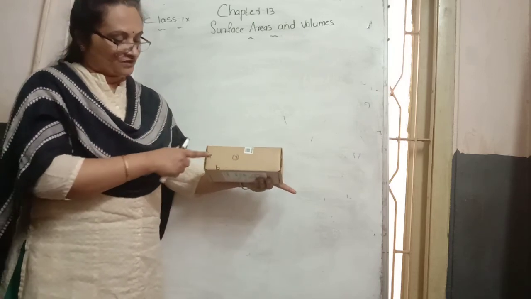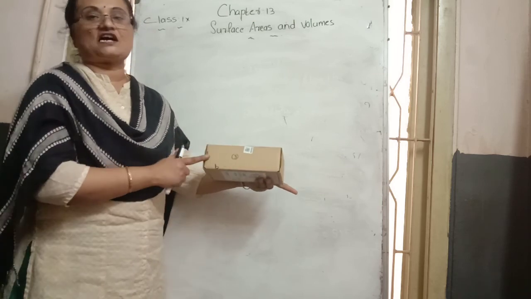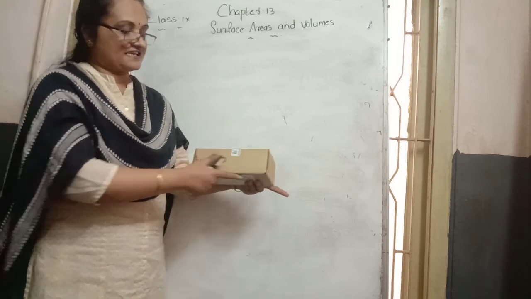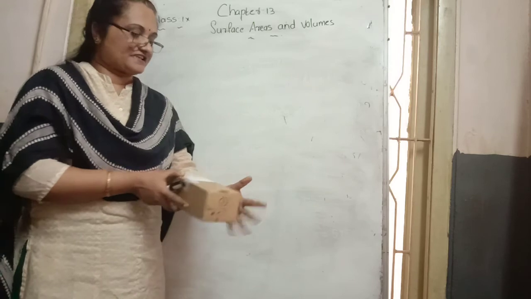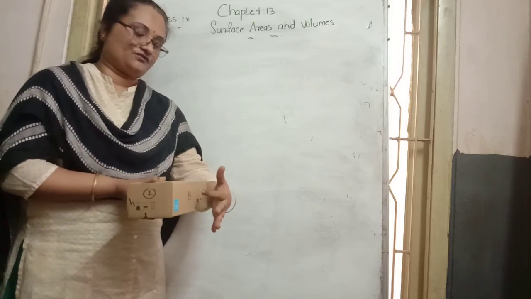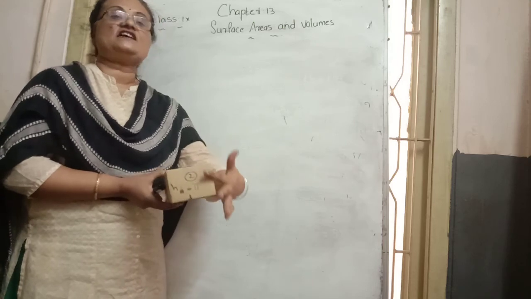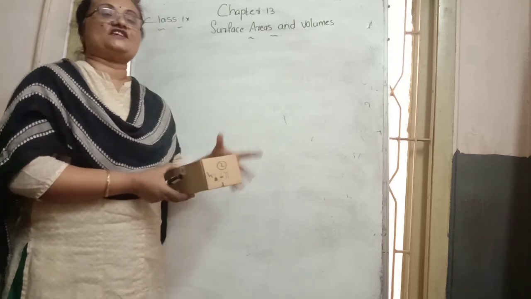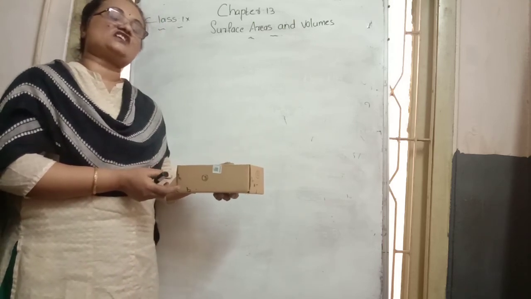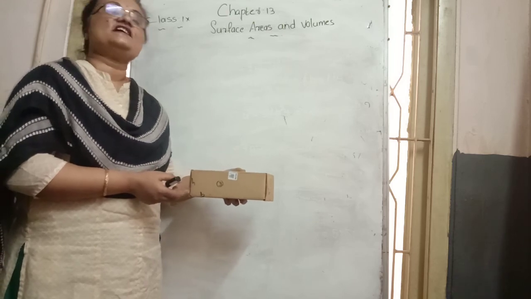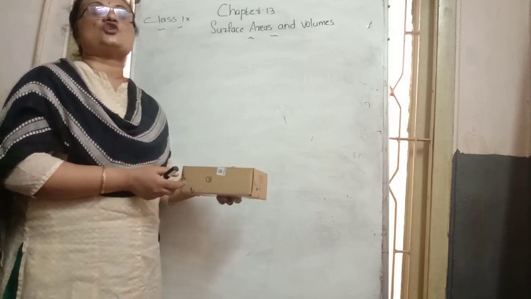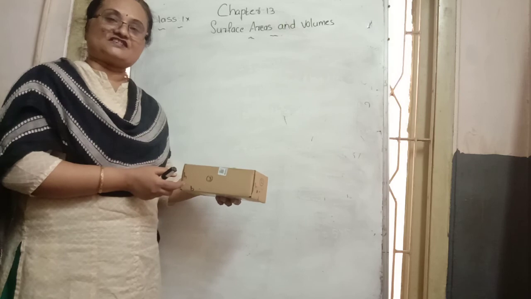The remaining: this and this side we already counted. 9, 10. Then in the same way this side also, the fourth side also: 11, 12. This and this side counting is completed. So total how many edges does it have? 12 edges. A cuboid has 12 edges and 6 faces.